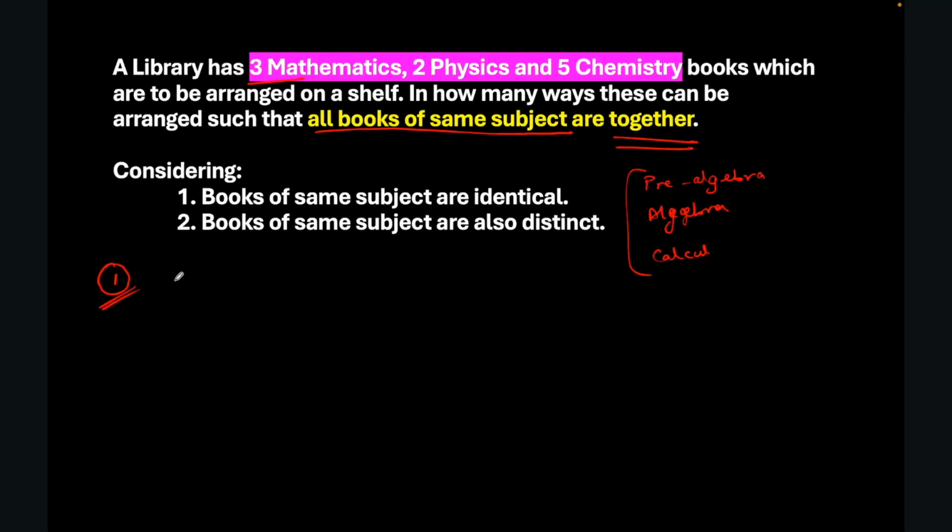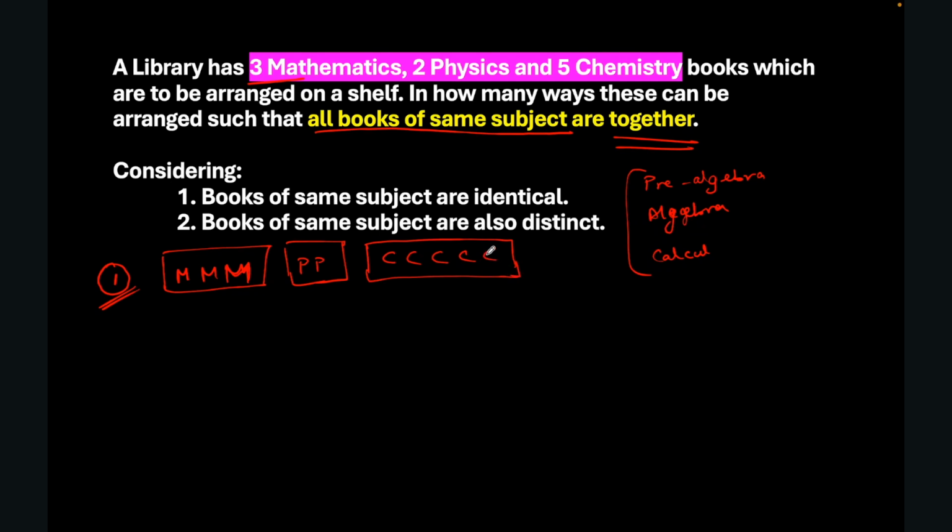So if that's the situation, what we do is we actually club each subject together. So we have mathematics, and we club them together like this. Then we have 2 physics books, let's say 1 for thermodynamics, 1 for fluid mechanics. Then the 5 chemistry books, let's say stoichiometry, thermodynamics, biochemistry, medicinal chemistry, surface chemistry, material science. So we have 3 distinct subjects, and we're just arranging them based on that.